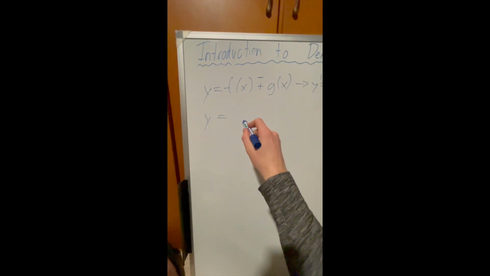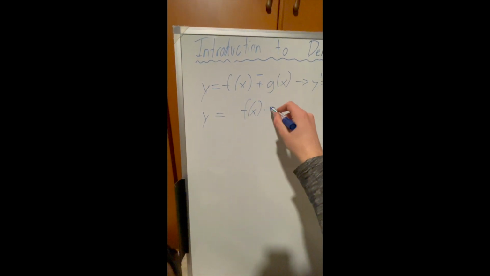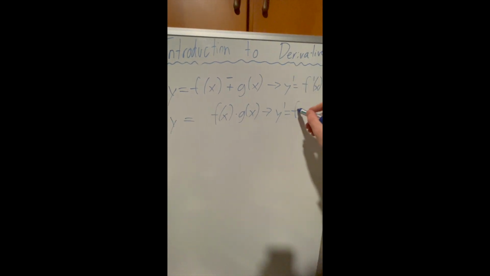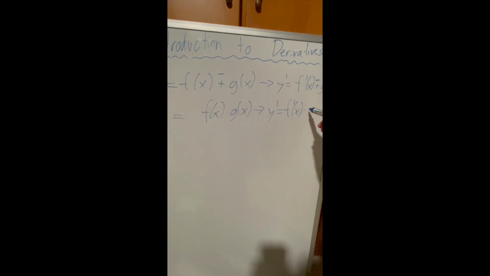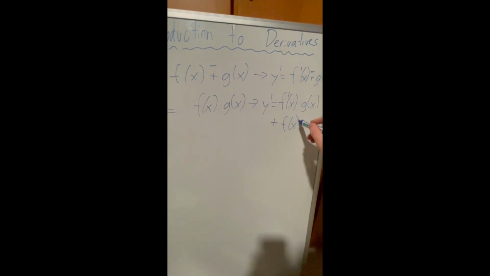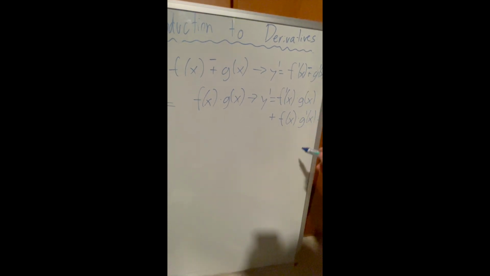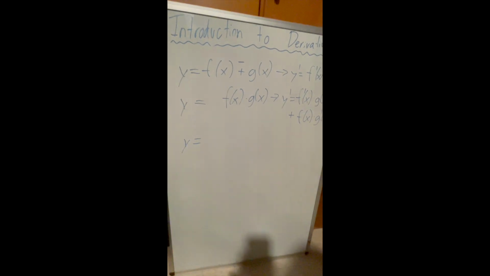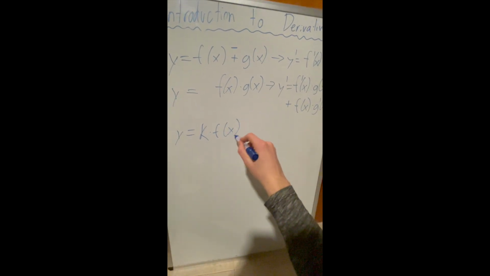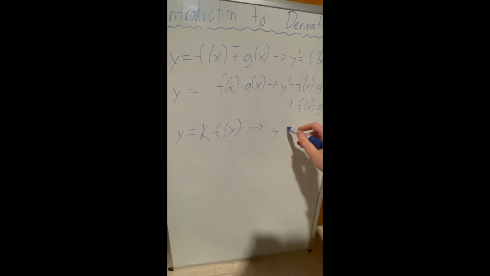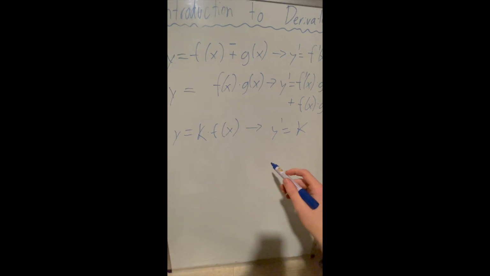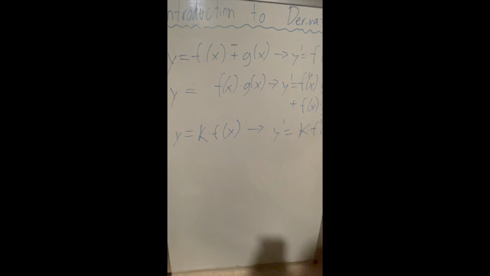If we have y is equal to f of x times g of x, then the derivative of this is f prime of x times g of x plus f of x times g prime of x. If we have y is equal to k times f of x, our derivative is simply k times f prime of x.